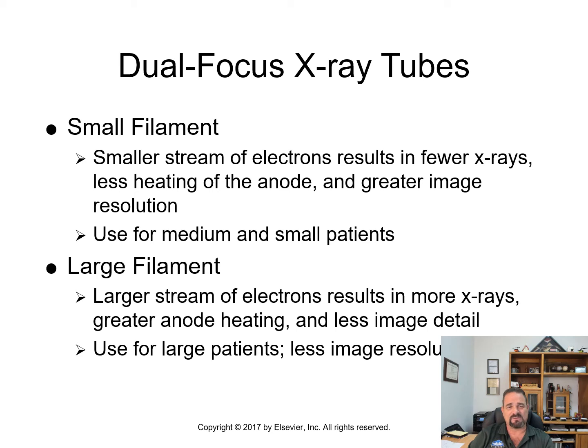Dual focus X-ray tubes have a small filament and a large filament. The smaller stream of electrons from the small filament results in fewer X-rays produced, less heating of the anode, and greater image resolution. This is used for medium and small size patients. With the larger filament, you have a larger stream of electrons, which results in more X-rays, greater anode heating, and less image detail, but it penetrates much deeper. It's used for large patients, and you have less image resolution.